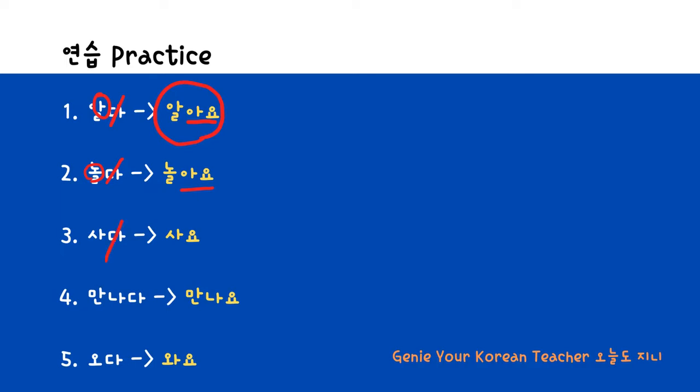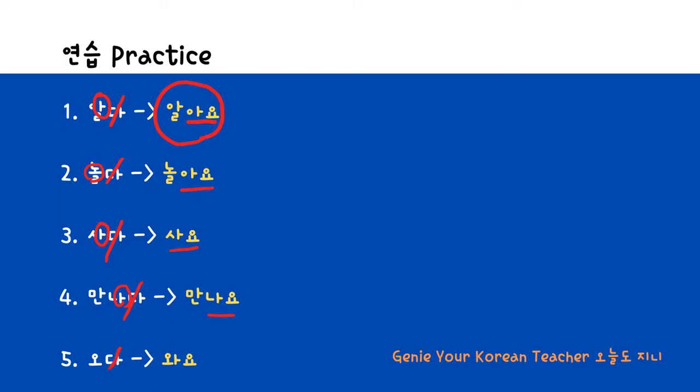사다. Take out 다. It ends with 아. So it will be 아요 together. So 사요. 만나다. Take out 다. It ends with 아. So you have to put 아요 again. So it's 만나요.